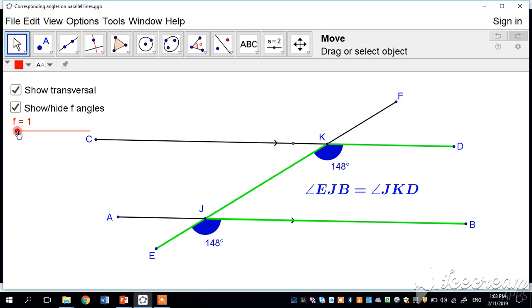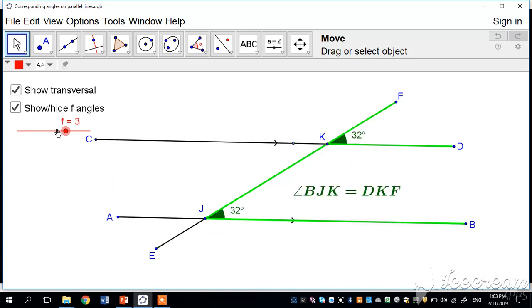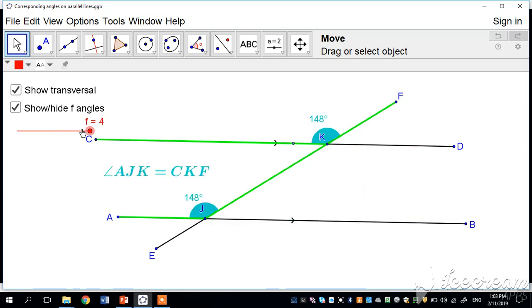Now they are often nicknamed F angles. Hopefully you can see for this first pair an F, which helps you identify the corresponding. This is a backwards F. This is like an upside down F. And this is like a backwards and upside down F.